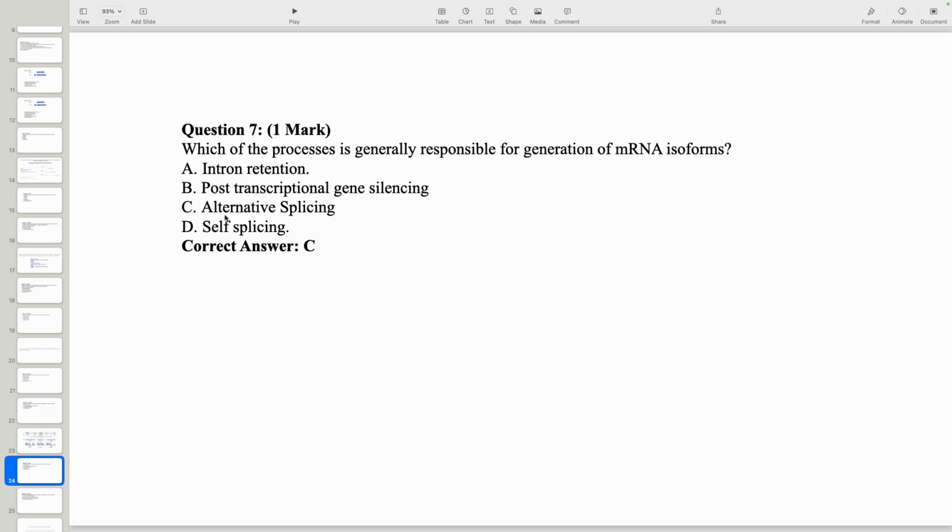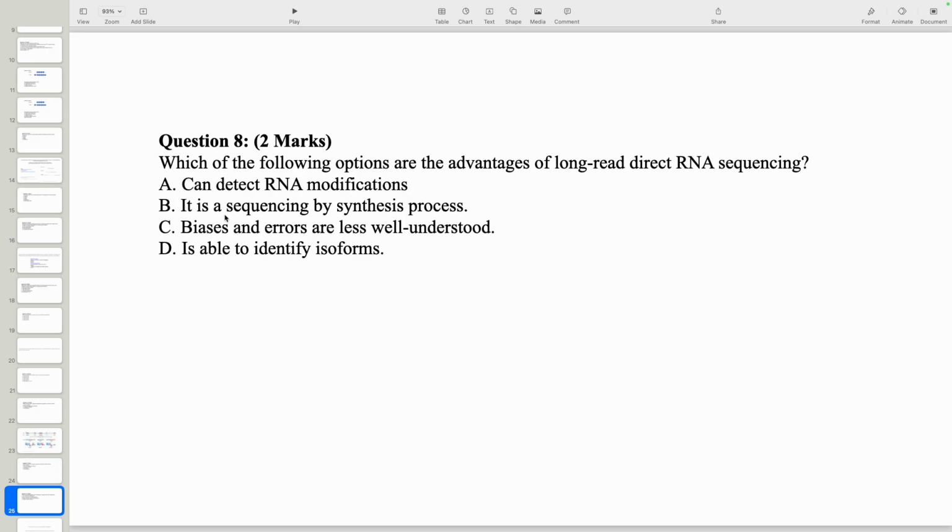Okay, so we'll move to our next question. Question 8. Which of the following options are the advantages of long read direct RNA sequencing?